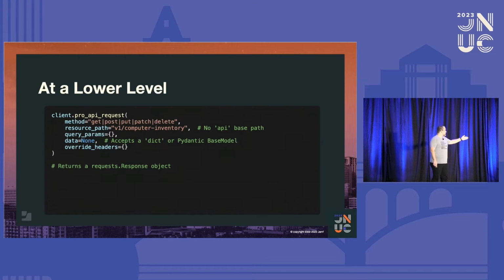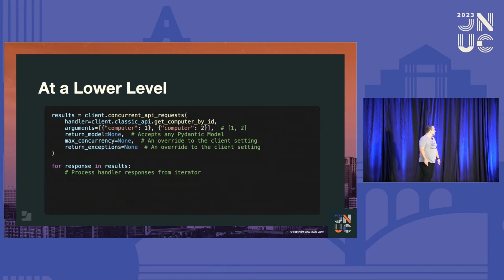Don't include API for the base path. Just put in the rest of the path that you want to actually call. You can pass additional query params on this one. The data can be either a dictionary or any Pydantic model. You can use the built-in models in the SDK, or you can just create your own if you want to. It just works. And then, again, same option for overriding headers.